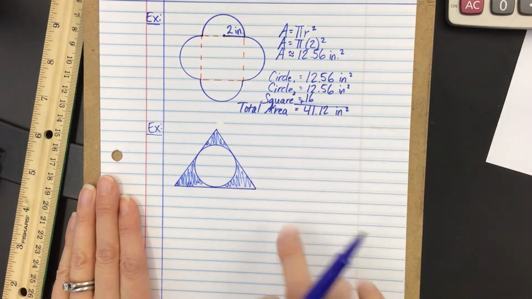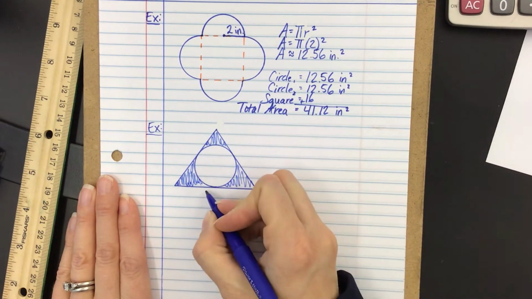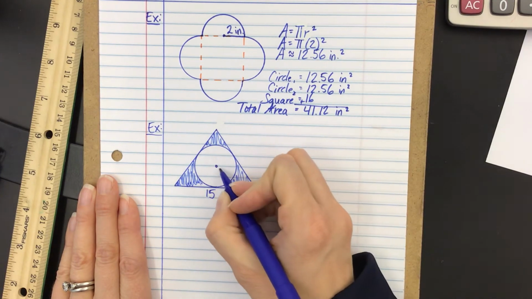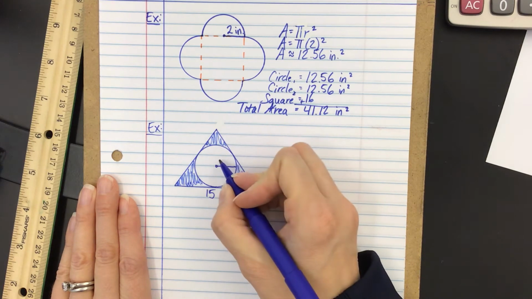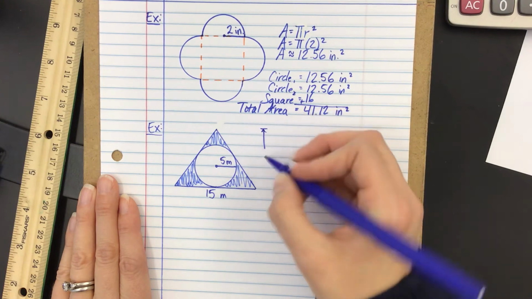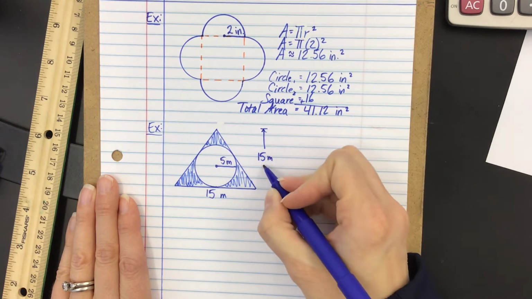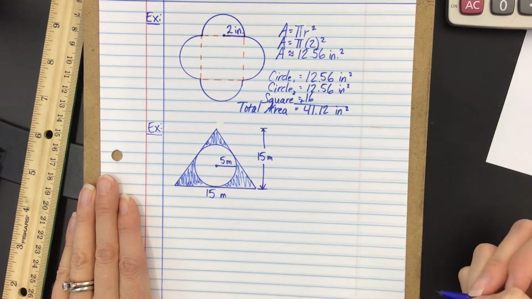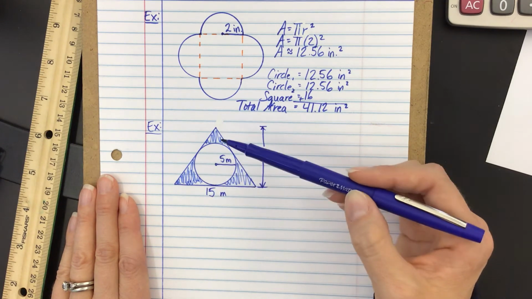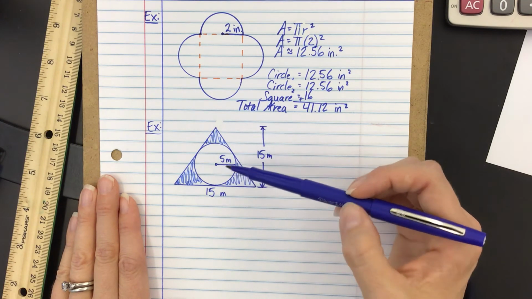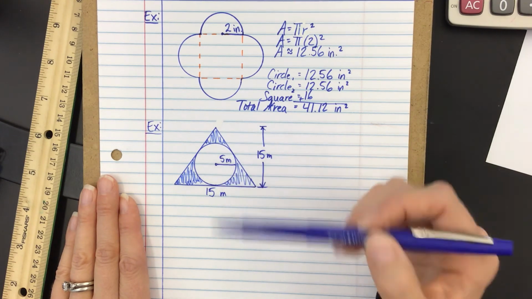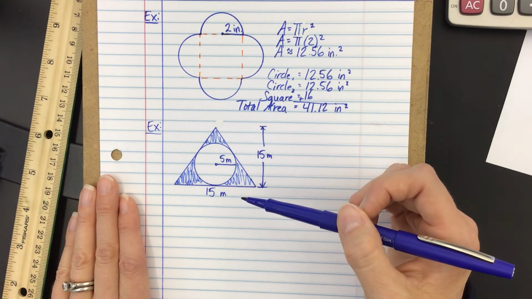Okay, so what's happening here is we have a triangle. The base is 15 meters. The radius is 5 meters. And the height of my triangle, of course this is not drawn to scale, is also 15 meters. Okay? So what we're going to do is find the area of the triangle. And then if you think about it, this area is missing. So we're going to find the area of that circle and take it away from the area of the triangle to get that shaded area.